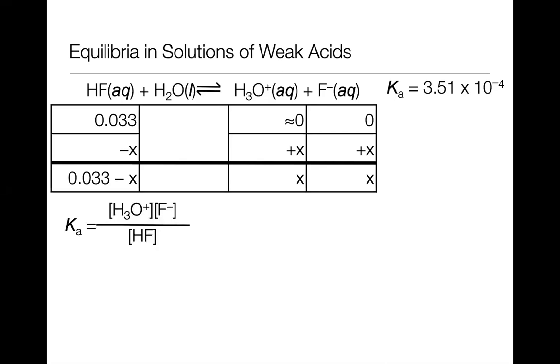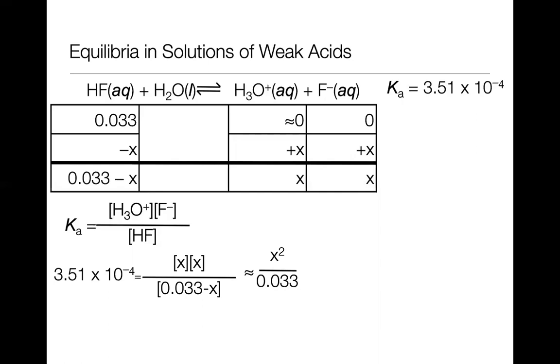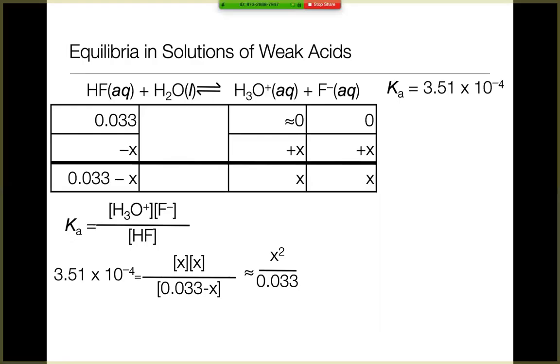We can use our Ka expression of products over reactants. We can plug in our value for Ka as well as all our values from our E row. So our products are X, the concentration, and the concentration of our reactants, HF, is 0.033 minus X. And again, we're going to practice using our assumptions. If we were going to write this as an assumption, I would write down assume X is much, much less. Well, it needs to be compared to something, and that's what I'm looking at here. It has to be a lot less than 0.033.